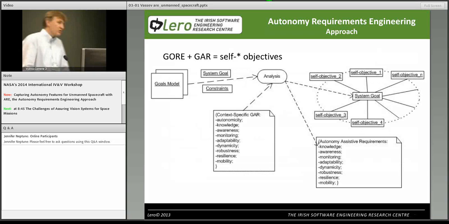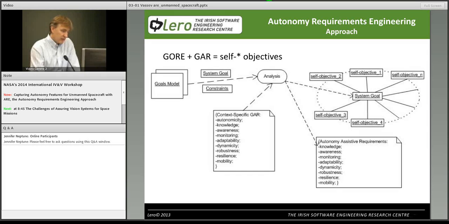Okay, this is the autonomy requirements engineering. Basically, as I mentioned, at the first stage, we derive the goals of the system. So we build goal models, and then for each system goal, often a goal comes with some constraints. So for each goal and associated constraints, we apply the generic autonomy requirements model, where we consider generic requirements in terms of autonomicity, what knowledge should be given to the system in order to deal with particular constraints, for example, awareness requirements, monitoring requirements, requirements related to the quality of the system, like adaptability, for example, dynamicity, robustness, resilience, and mobility.